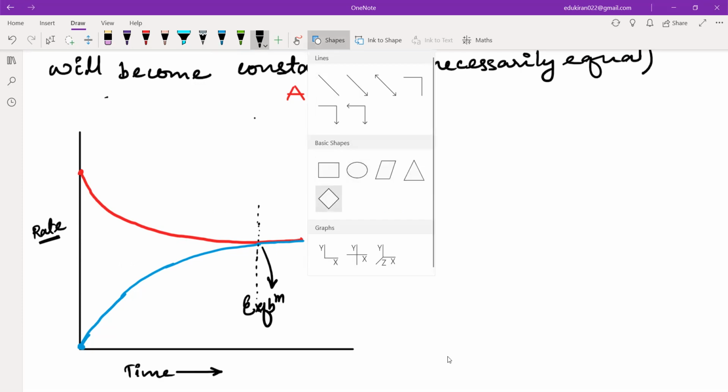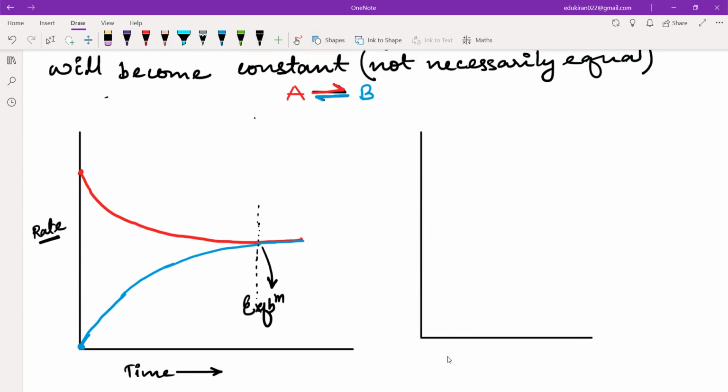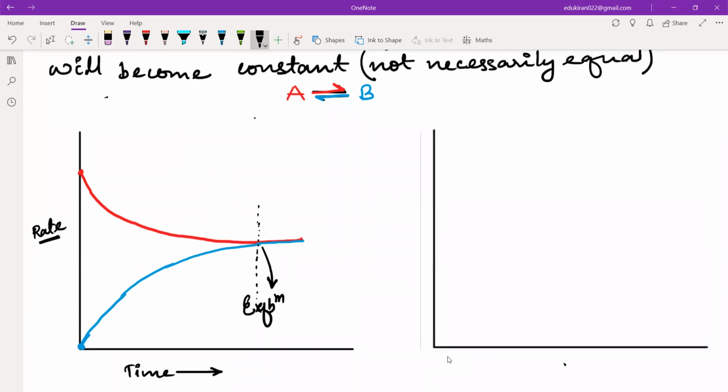Now, this is the case when we were talking about rates and comparing the rates of reaction. We can also compare this with the concentration of A and B. So here we will write the concentration, and here we will write the time. Essentially, there is some A, and slowly the A is getting decomposed and converted to B. Its concentration will decrease, and then it will become constant.